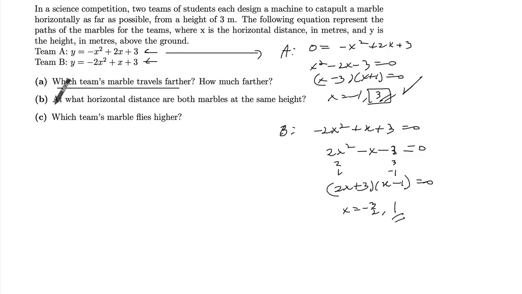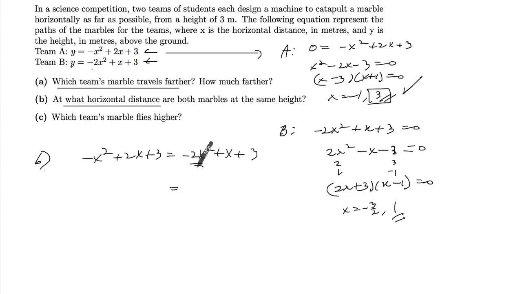Okay. Part B: at what horizontal distance are both marbles at the same height? That's basically making the y's equal to each other, right? Same height. When does it happen? At what horizontal distance? So let's make the two equations equal to each other.